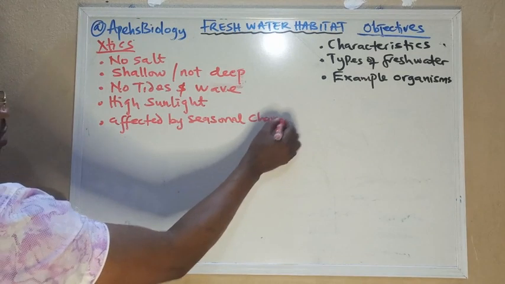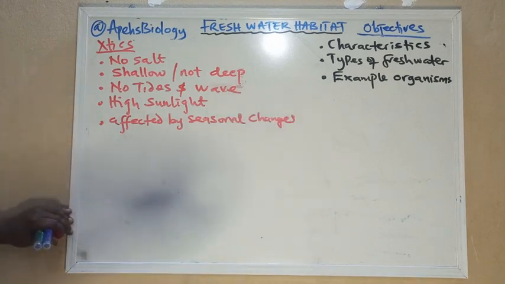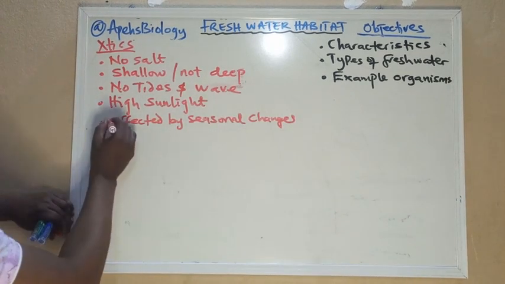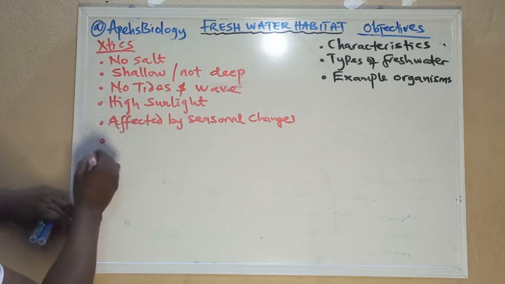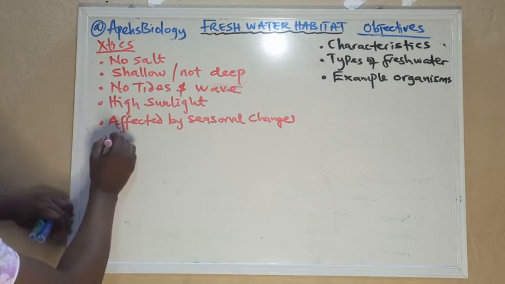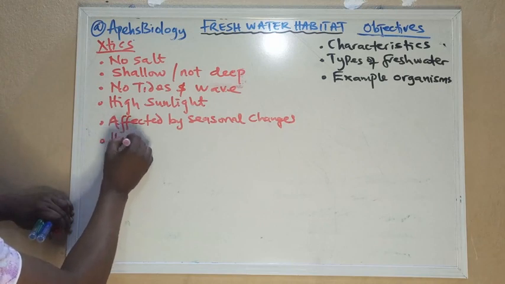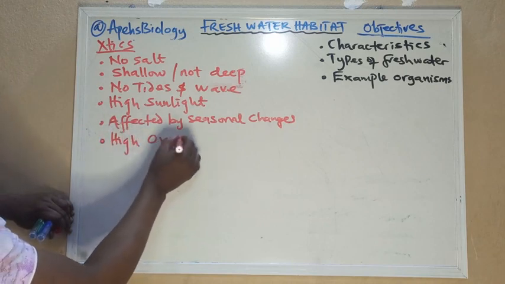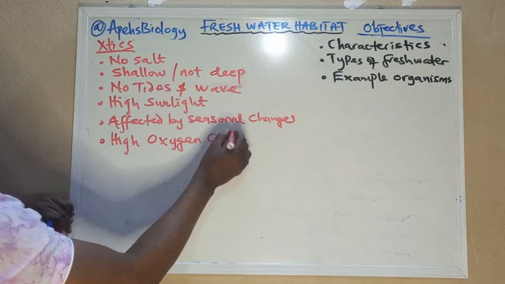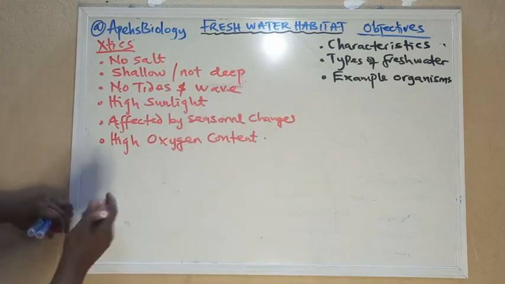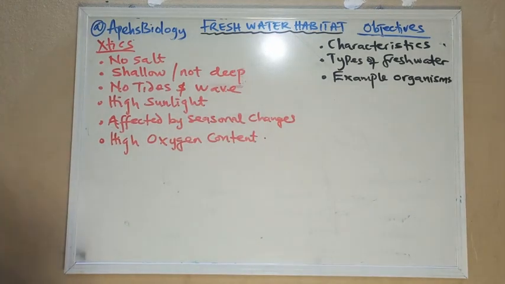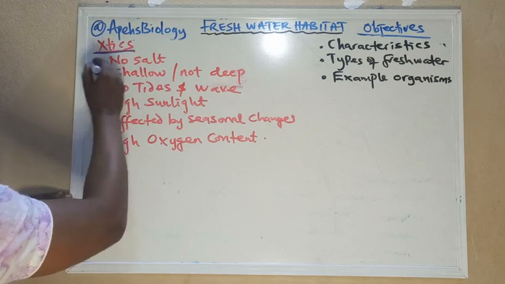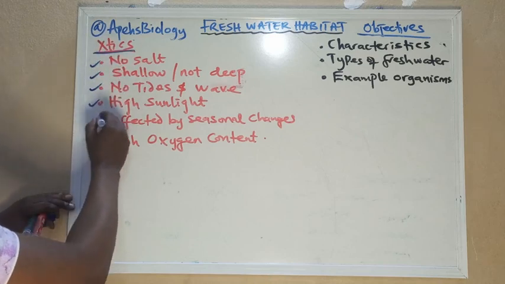That's why during rainy season, the level of the water in the river rises. All right, affected by seasonal changes. You can also say that they have high oxygen content. So these are the characteristic features of habitats that we call freshwater habitat. Take note of that. We have 1, 2, 3, 4, 5, 6.